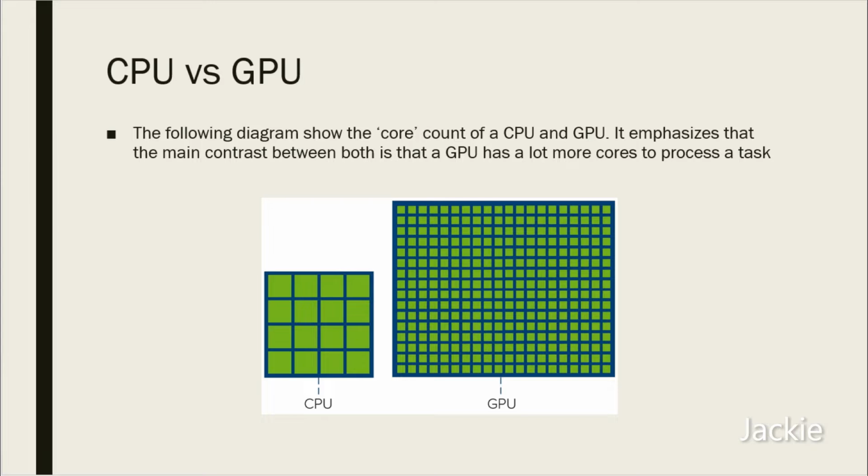But oftentimes people are more familiar with CPUs. So CPUs are actually made up of just a few cores. You can think of these cores as the power, the ability of a CPU to do certain calculations or computations. On the other hand, GPUs are made up of hundreds of cores, but what difference does it make?